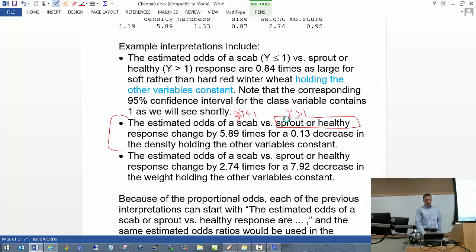You could do a similar thing for a weight. You could do a similar thing for all the explanatory variables. Do note that for the class variable, I forgot the holding the other variables constant part there. Just please make sure you put that in there.